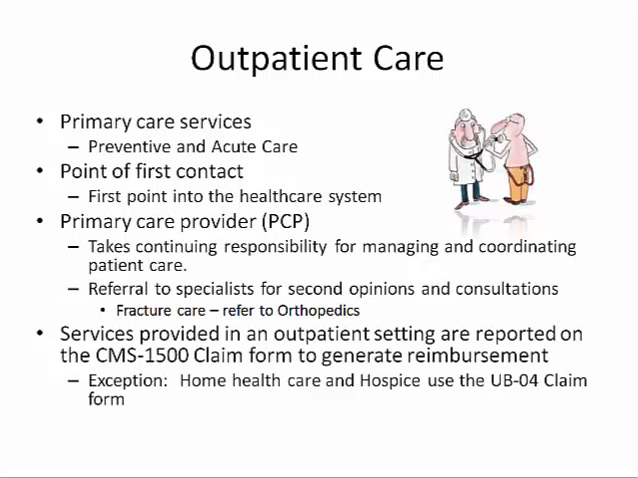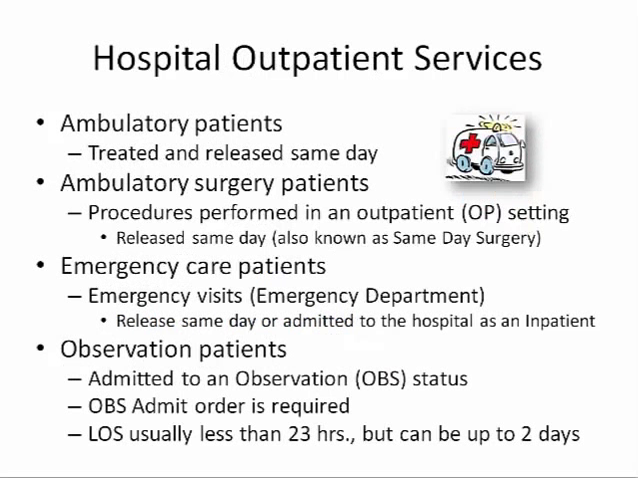Outpatient and ambulatory services are billed on a CMS 1500 claim form to generate reimbursement for these outpatient services. With the exception of home health and hospice, they are billed out on a UB04 claim form, which is for the hospital, and that's per CMS guidelines.